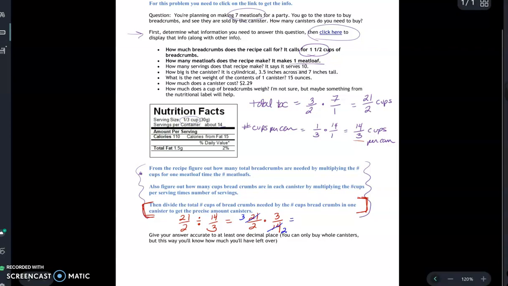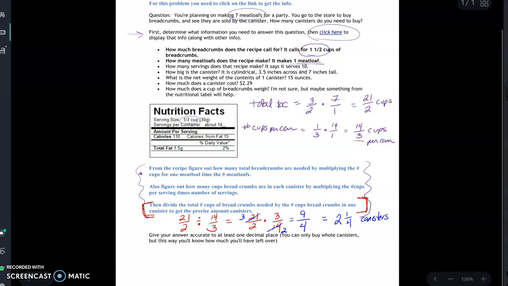And so our answer comes out to be 3 times 3 is 9, 2 times 2 is 4. So 9/4. We can make that into a mixed number now. 4 into 9 would be twice with 1/4 left over. Okay, so that is canisters.